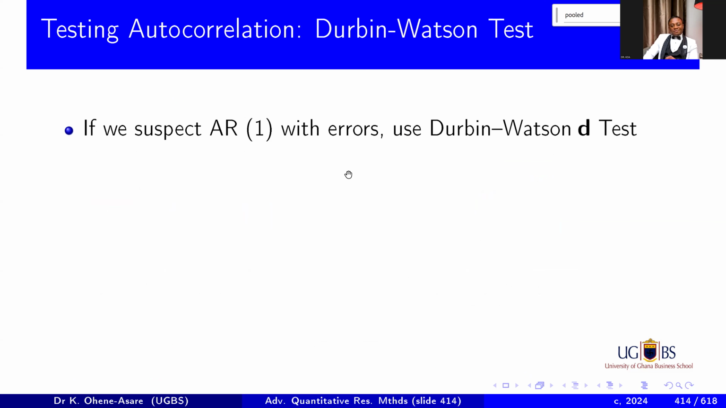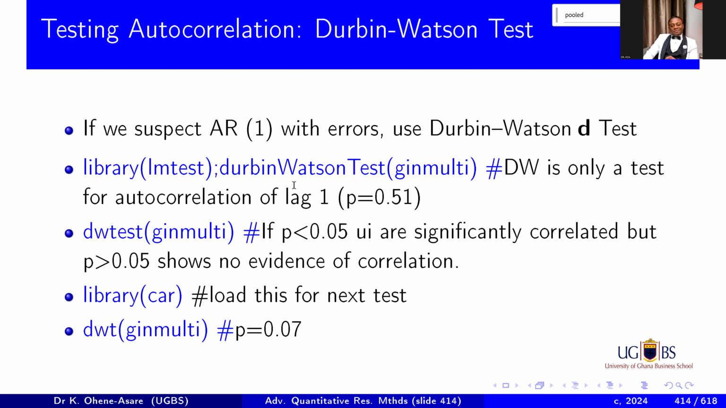Now, if you test and you realize that there is autocorrelation, or if you use a graph and you think there is autocorrelation, test it using the Durbin-Watson test. We've said that. We are going to try that in our R, and then we can come out with some level of conclusion. So let's go to our R data set.